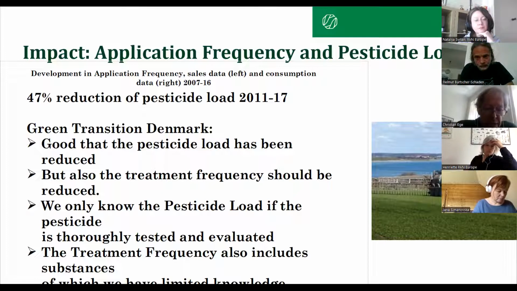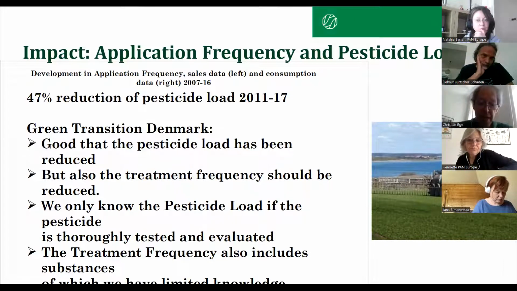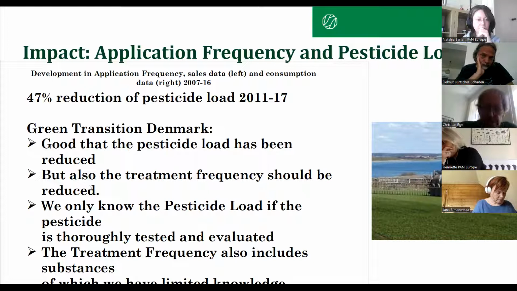And our reason for this is that we only know the pesticide load if the pesticide is thoroughly tested and evaluated. And in spite of the EU regulation of approval of new pesticides, in practice we see that we do not have full knowledge of the properties and the effects of all the approved pesticides. And if we don't have this full knowledge of the effects on health and environment, then the pesticide load indicator will be insufficient, while the treatment frequency indicator will still be valid even if we have insufficient knowledge about the properties and effects of the single pesticides. Next slide, please.